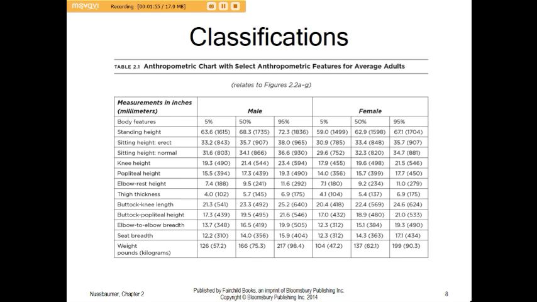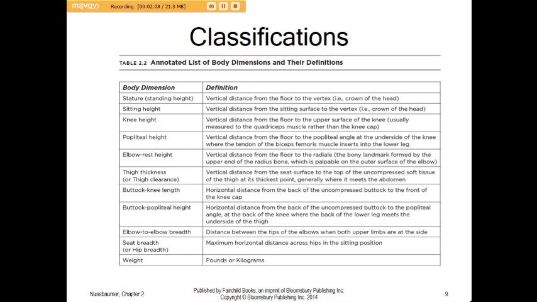So here we look at the classifications, and we look at the body features and the measurements in inches. And we have the male and the female, and then we have the different percentiles that we can see there. And, of course, the stature is our standing height. And some of the items that do interest us are the knee height and the popliteal height, which is the vertical distance from the floor to the underside of the knee. And that is an important height because it gives us a comfort level when we're sitting in a chair. And of course, an elbow rest height would be something we would want to know about if we're going to design a chair.